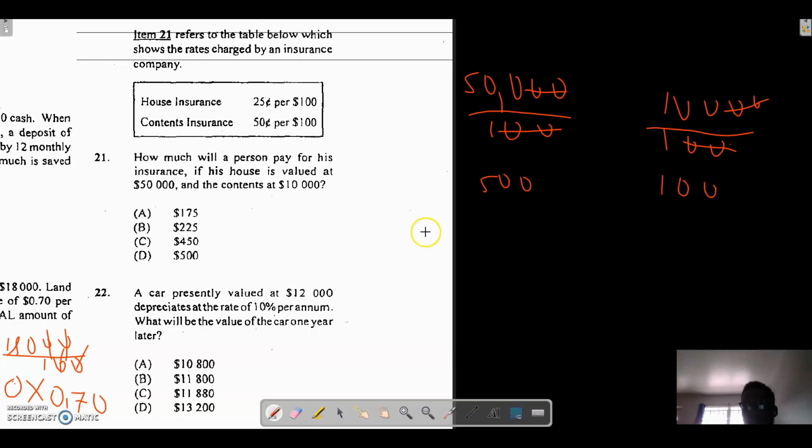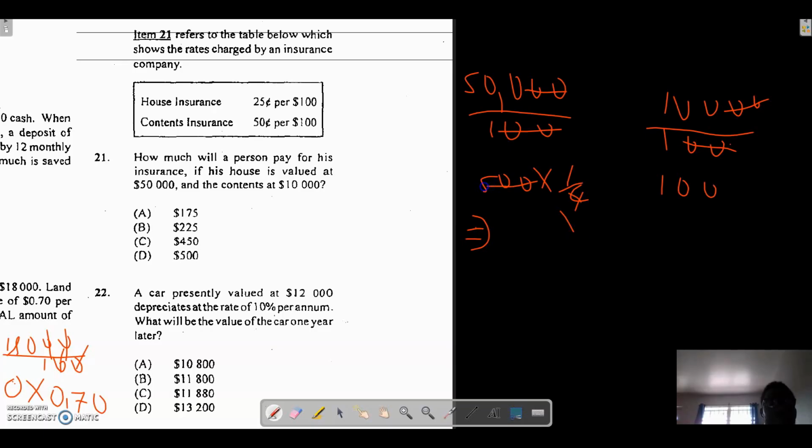Now bear in mind, this is saying that you have 500 hundreds, and that is for your house, alright? Because the house is valued at $50,000. So it's saying for each of those 100, you're going to pay 25 cents, which is a quarter of a dollar. So all I really need to do is to multiply this by a quarter. Alright, you're going to pay a quarter per 100. So this would be 4 into 50.